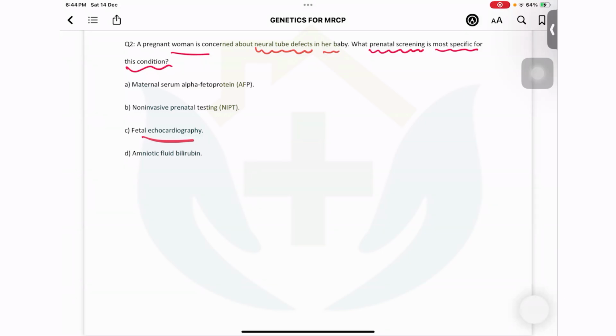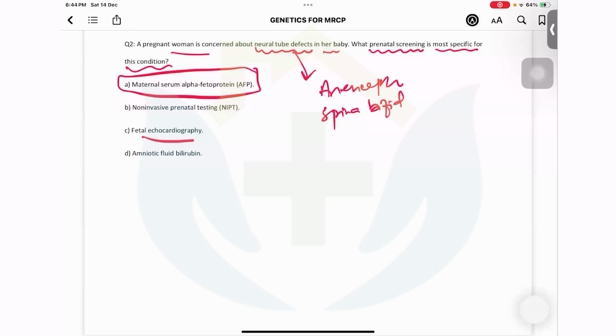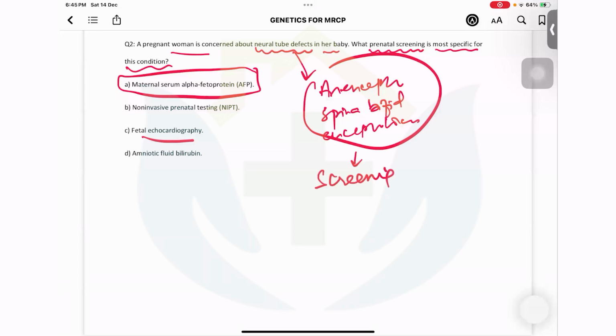NIPT. So basically the neural tube defects, you need to get maternal serum alpha fetoprotein. Any neural tube defect can occur, for example, anencephaly. We just did a question on spina bifida. They can have encephalocele also. Whenever something of that sort happens, there is a test that you can do. So you can do a screening beforehand. So this is the question about prenatal screening.